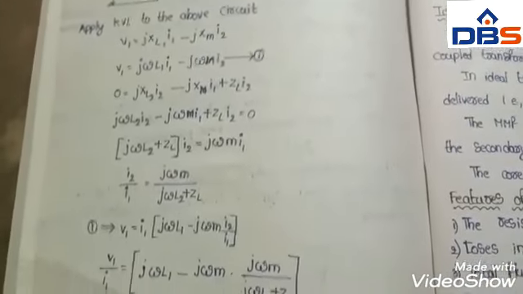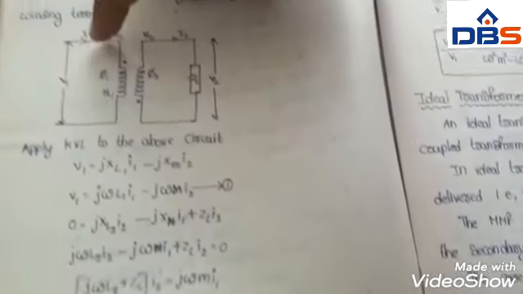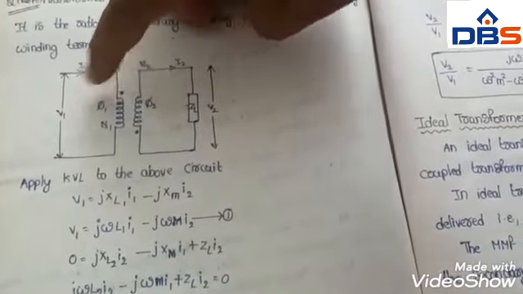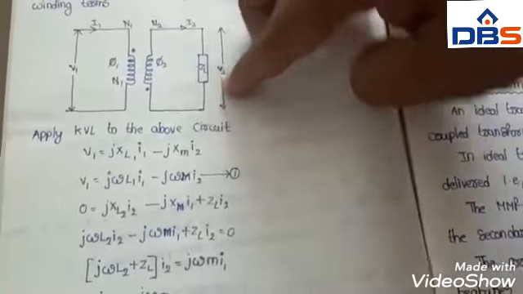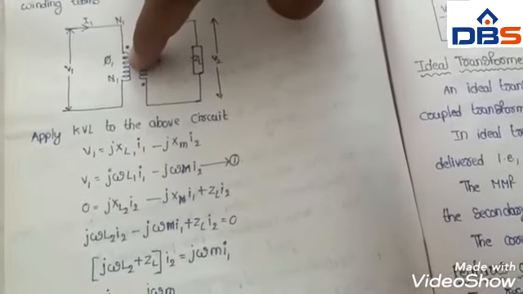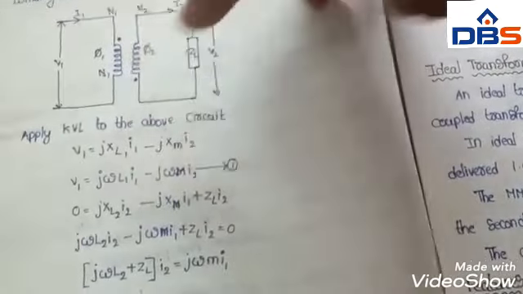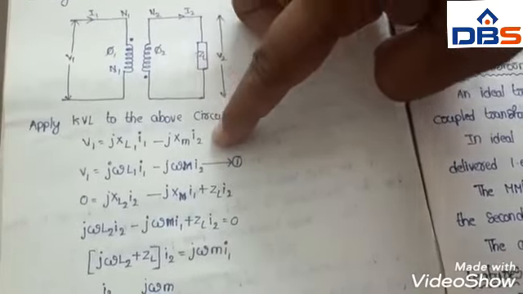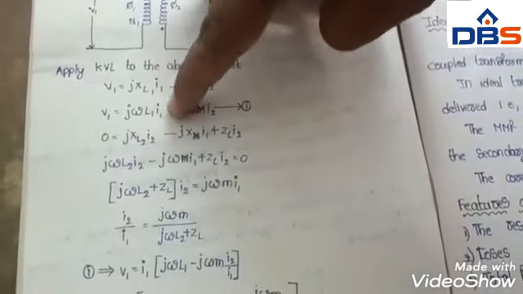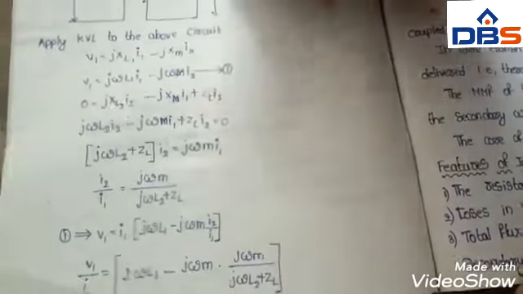Now the derivation of the output gain of the linear transformer. Take the transformer coupled circuit, primary circuit and secondary circuit with the load impedance ZL. Apply KVL to the above circuit. V1 is equal to I1 j XL1 minus, since this is series opposing, that's why the M value is negative, minus j XM I2. XL means omega L, XM is nothing but omega M. That is equation 1.